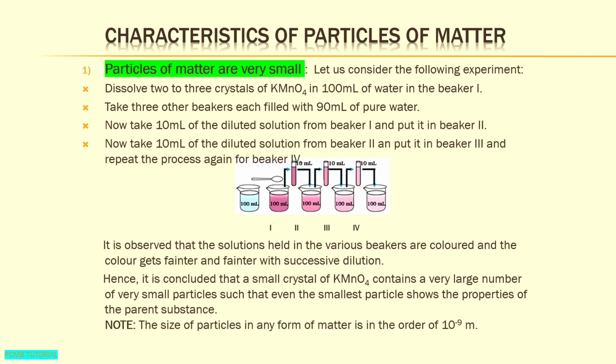Now interestingly, we observe that the solutions held in all the beakers are colored, though the color gets fainter and fainter with successive dilution. Thus we come to a conclusion that a small crystal of potassium permanganate contains a very large number of small particles, such that even the smallest particle shows the properties of the parent substance.